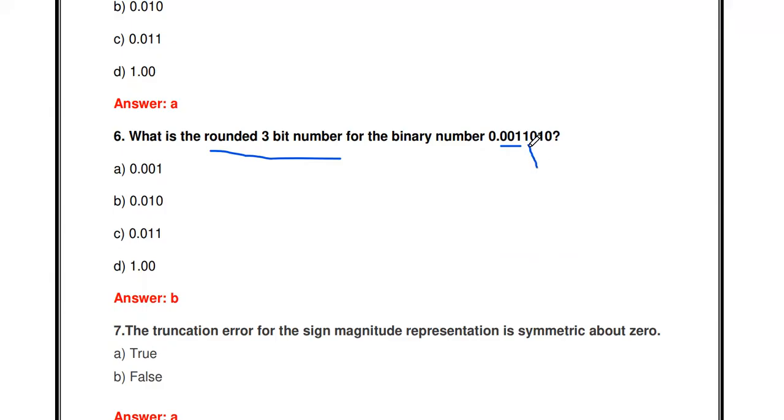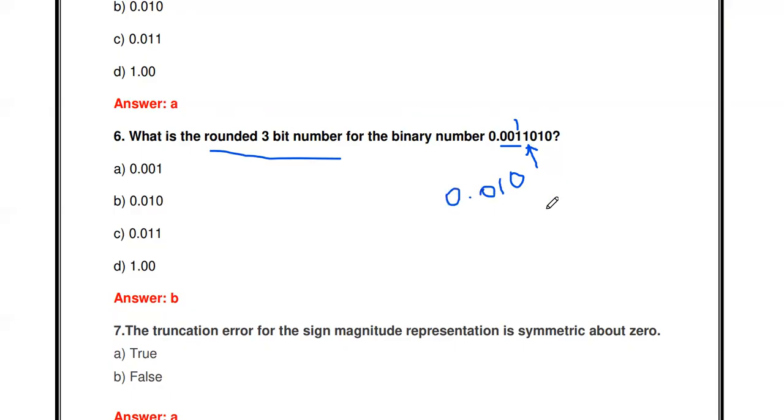So this 4th bit, what is the answer? The 4th bit is 1. If the 4th bit is 0, then this 3-bit is the answer. If the 4th bit is 1, you just add this 1 to the last 3 bits. So 1 plus 1 is 0. Okay, 1, 0. The remaining carry is 1. So 1, 0, then 0.